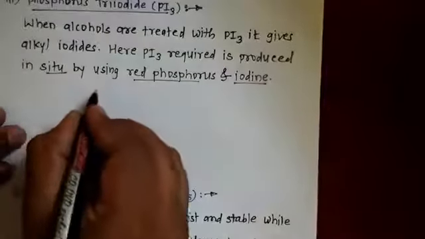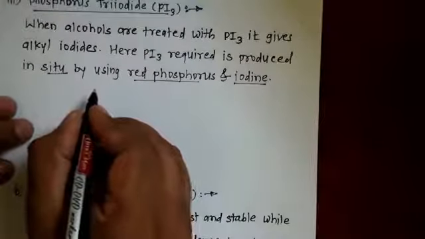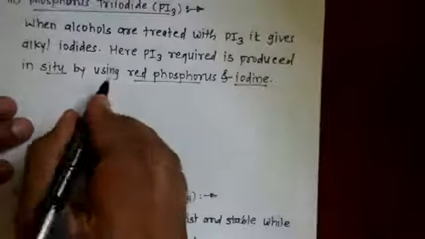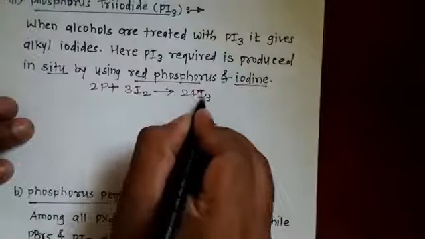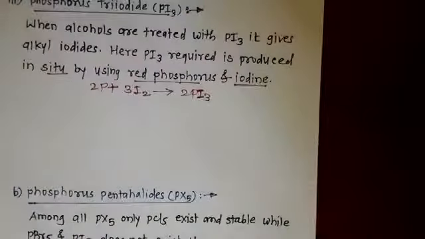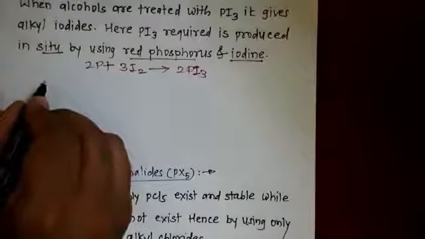Let us see how phosphorus triiodide is prepared by using red phosphorus and iodine. This red phosphorus, when it reacts with iodine, produces phosphorus triiodide during the reaction, and when this phosphorus triiodide reacts with alcohol, it produces alkyl iodide. See the general reaction that I write.